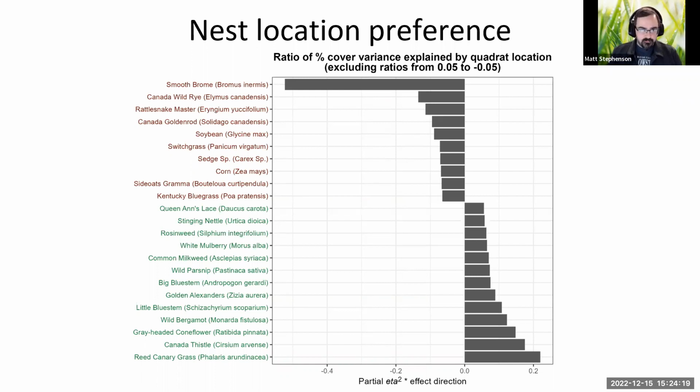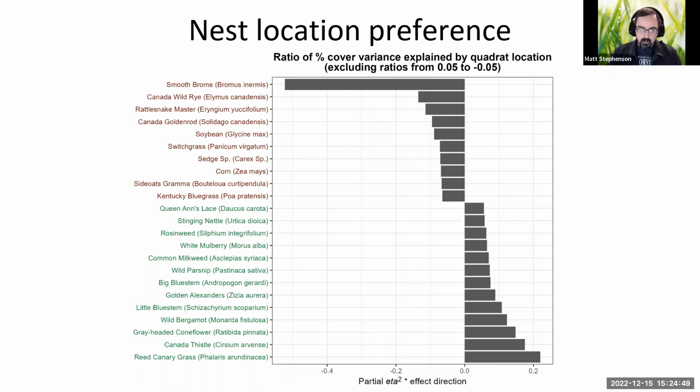There are some stiff-stemmed plant species at the top of this list that birds avoided building nests near: Canada wildfire, rattlesnake master, Canada goldenrod. These all have fairly stiff stems, but the growth form of the plant is such that the stems are sort of distributed, they're far apart, and so a bird can't use multiple stems to support the nest, which is what red-winged blackbirds and dickcissels in particular need when they're building a nest.